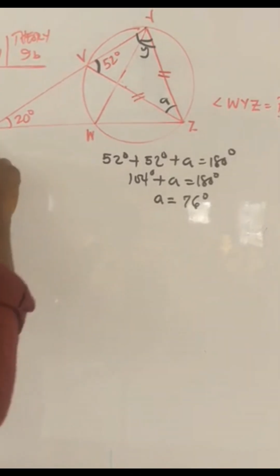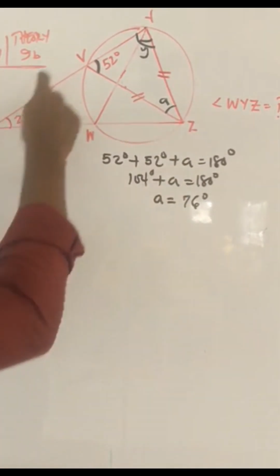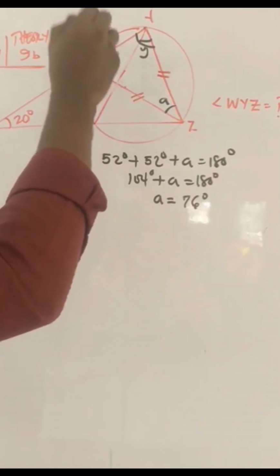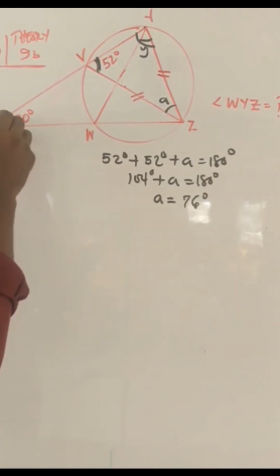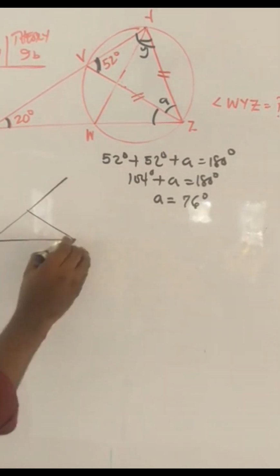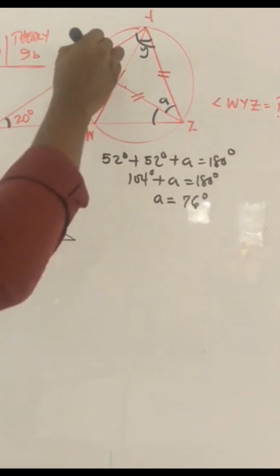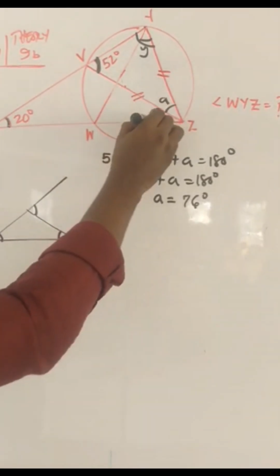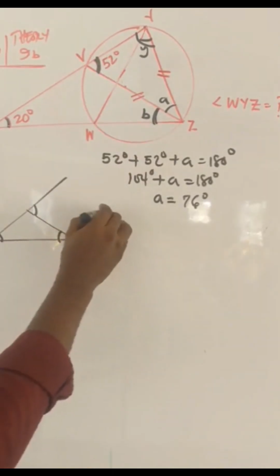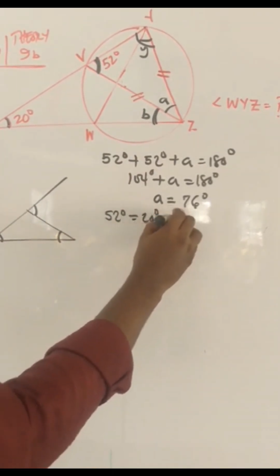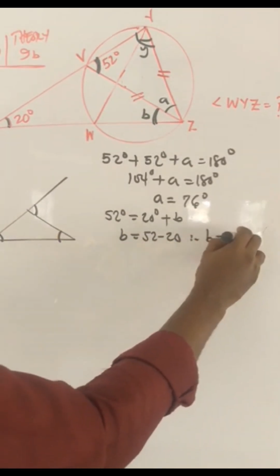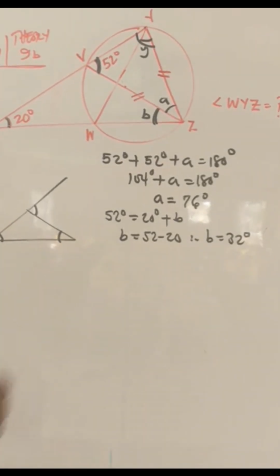Next, look at this. XVZ is a triangle, and XV is produced. Definitely this 52 is an exterior angle. Exterior angle of a triangle equals the sum of its opposite interior angles. So for example, this angle must be equal to this plus this. So this 52 must be equal to 20 plus what we have here. We don't know what is here, let's call it B. Obviously, 20 plus B must be 52. So 52 degrees equals 20 degrees plus B. From here, B equals 52 minus 20. And B is what?